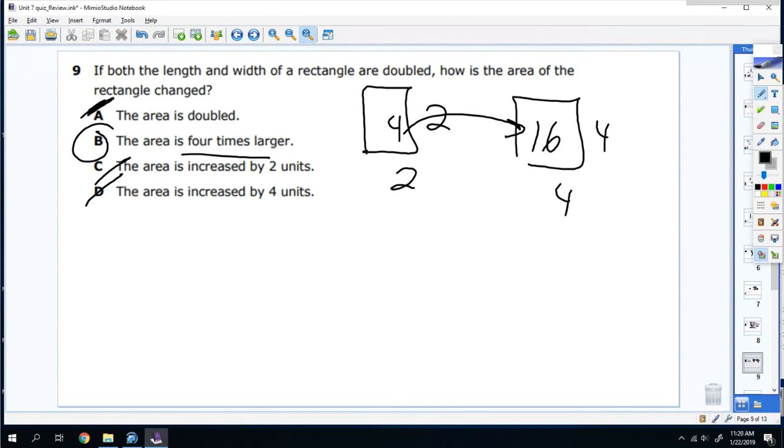C and D are wrong because when it says increase by 2 units or increase by 4, that means they're adding 2 or adding 4. And that's not how you do the area. All right, last one.